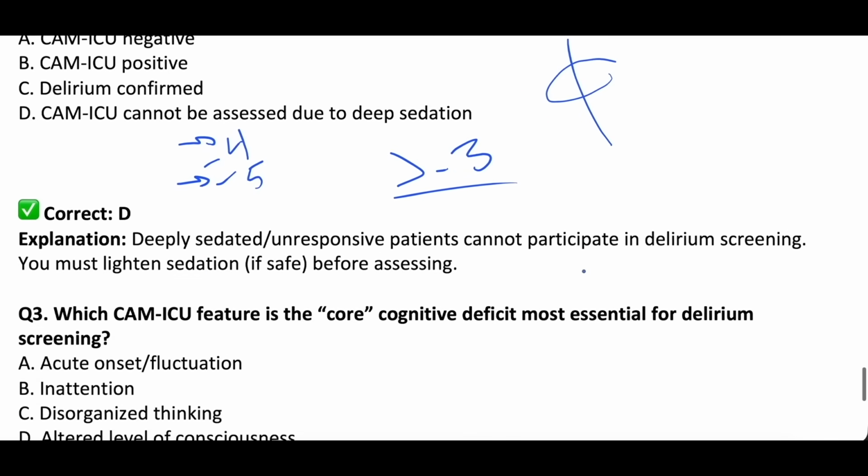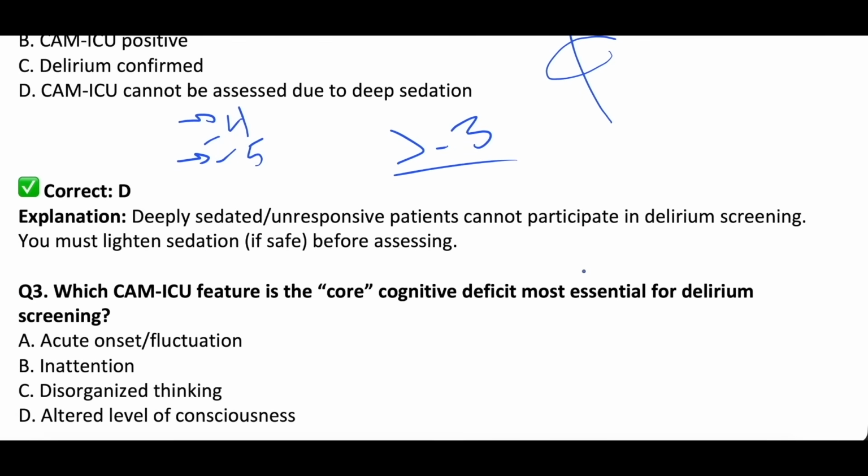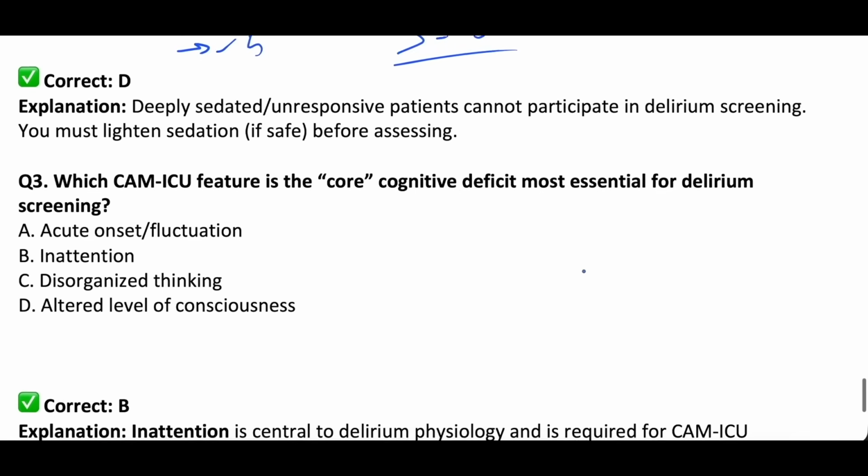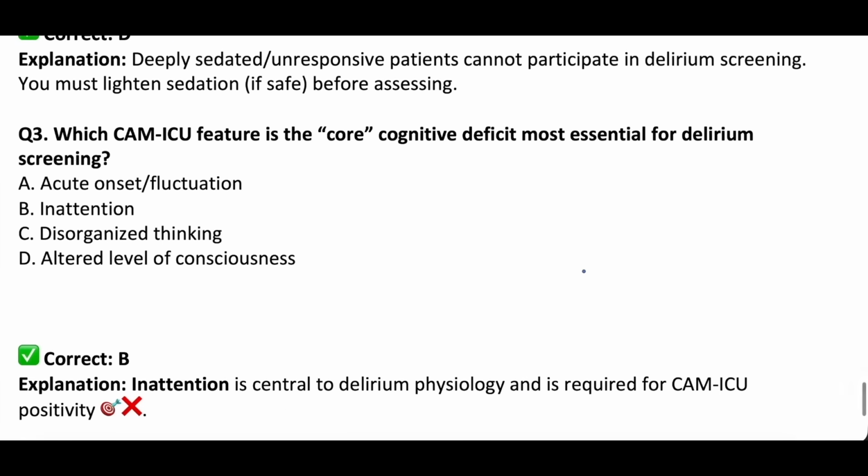Question number 3, the last one. Which CAM ICU feature is the core cognitive deficit most essential for delirium screening? A, acute onset fluctuation, B, inattention, C, disorganized thinking, or D, altered level of consciousness. Correct answer is B. Inattention is central to delirium physiology. It is required for CAM ICU positivity. If you are not inattentive, CAM ICU will be negative.